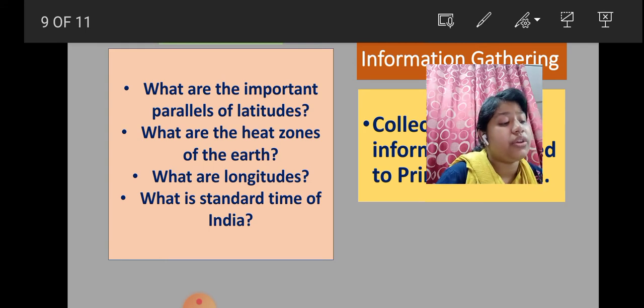So these longitudes are also called time zones. The total number of time zones is 24. The time zones in front of the 0 longitude are called east longitude, meaning from the prime meridian towards the east, and they will increase the time by 1 hour for every 15 degrees.